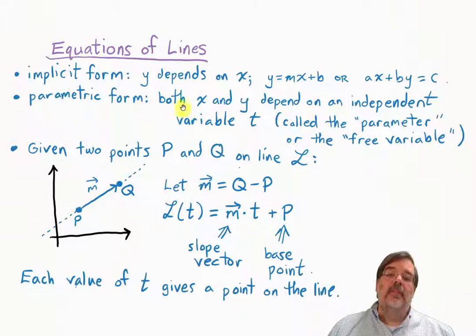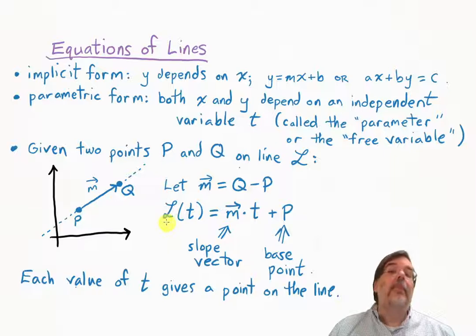A parametric form means that both x and y will depend on an independent third variable called t. And t is sometimes called the parameter or the free variable in this kind of an equation. So here's the way it works. Given 2 points, let's call them P and Q, 2 points on a line L. I'll usually write my lines with script letters. First, calculate the vector m between those 2 points. Just as we've done before, the vector from P to Q you can calculate as Q minus P.